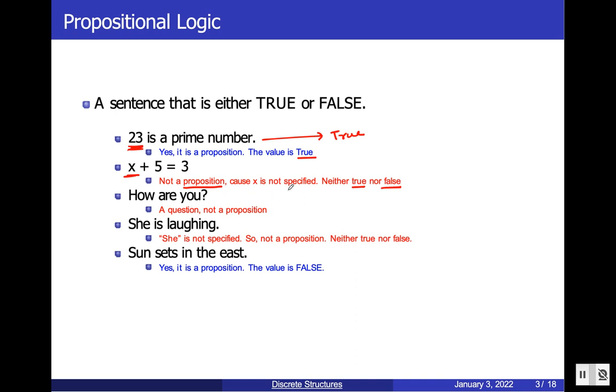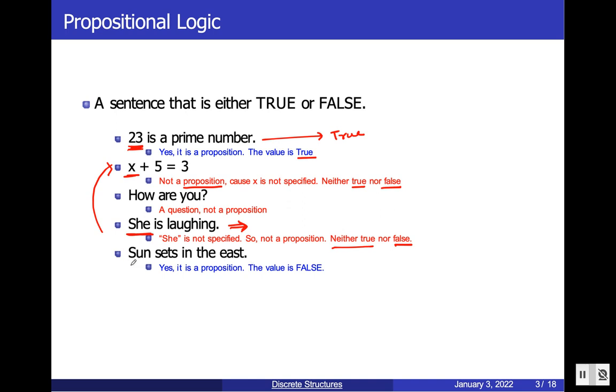That's why that's not a statement. She is laughing. Here she is not specified. It's almost the same as the previous example, because she could be anyone. If you do not know who she is, we cannot say whether she is laughing or not. So the value of this sentence is neither true nor false, so we can say that it's not a statement, it's not a proposition.